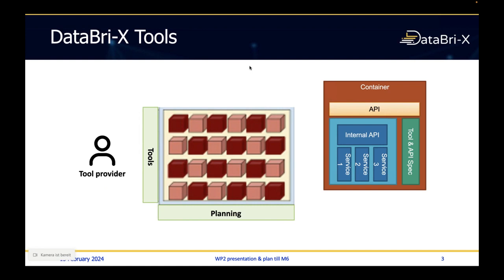The DataBri-X toolbox consists of many tools for different purposes from all the partners, 22 tools in total, which can be used by GenPlane to plan these workflows. Every tool is provided in a Dockerized form using Docker containers, and exposes its functionality via a web API using OpenAPI for integration.